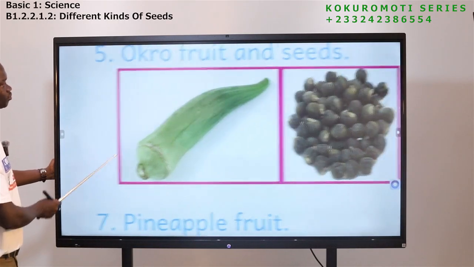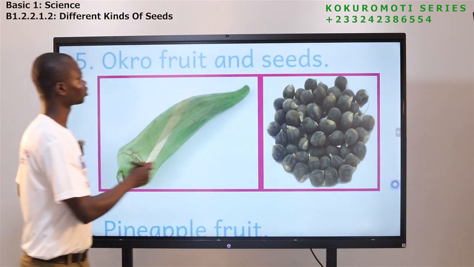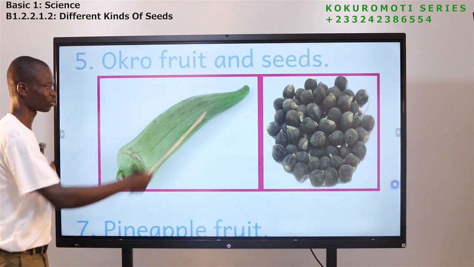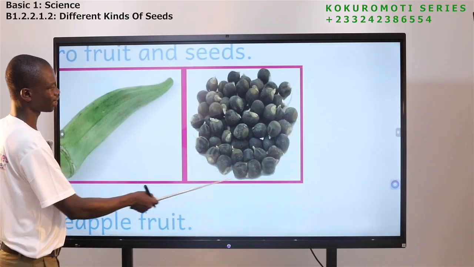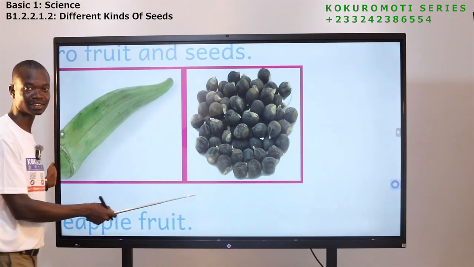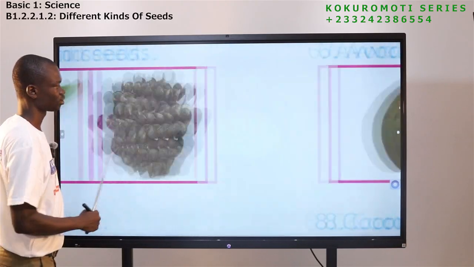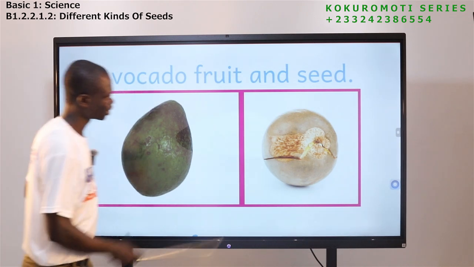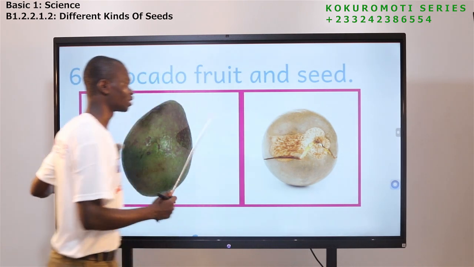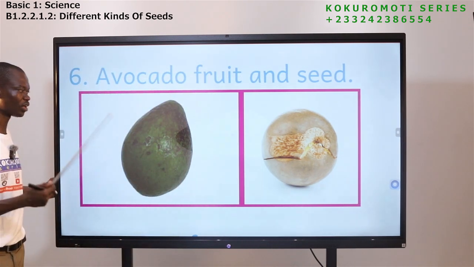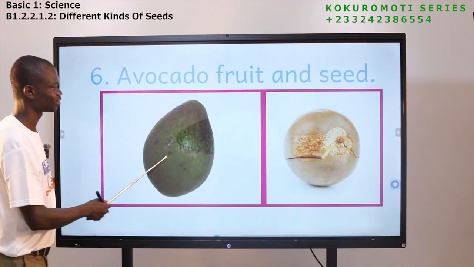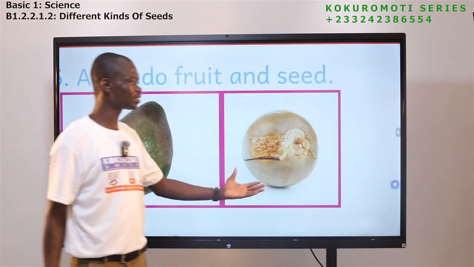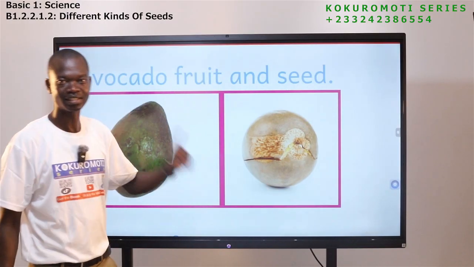Now let's go to the other side. We have this, the okra fruit and seeds. This is the fruit of an okra, and these are the seeds. How many seeds does it have? There are many. Let's come to this side. This is avocado fruit and seed. So avocado, we are talking about this, and it has seed. How many seeds? It has only one seed.